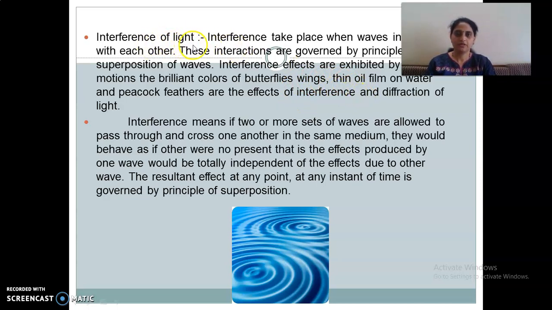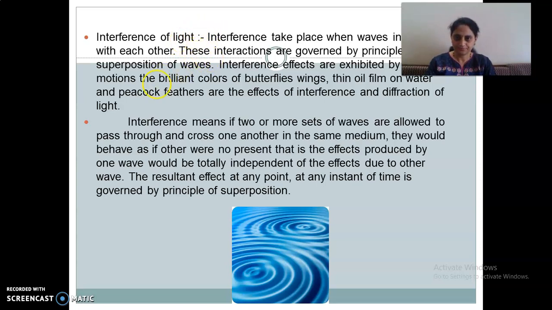What is the interference of light? Interference takes place when the waves interact with each other. These interactions are governed by the principle of superposition of waves. Interference effects are exhibited by all wave motion. The brilliant colors of a butterfly's wing, thin oil film on water, and peacock feathers are the effect of interference and diffraction of light.